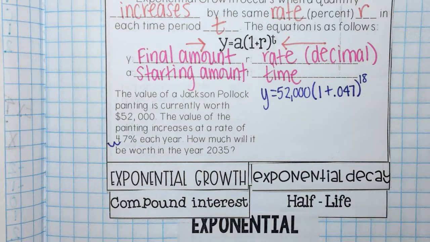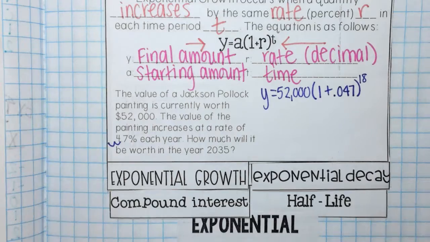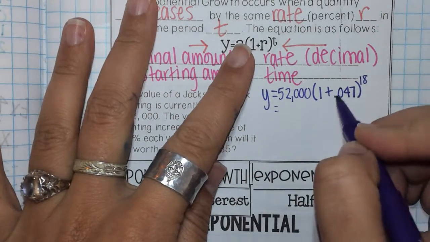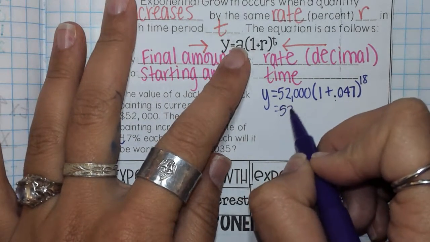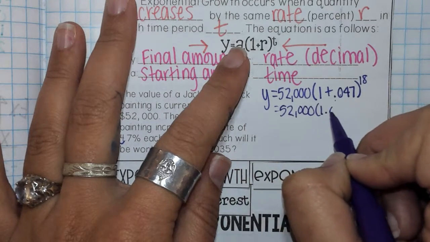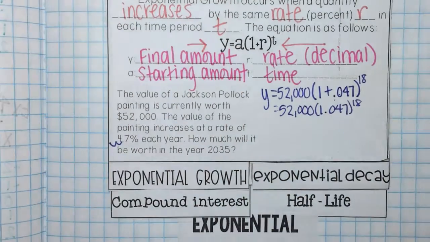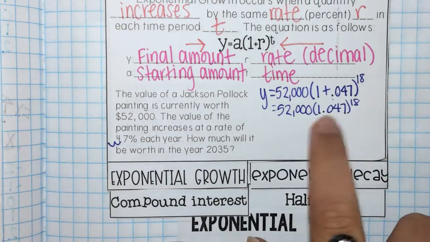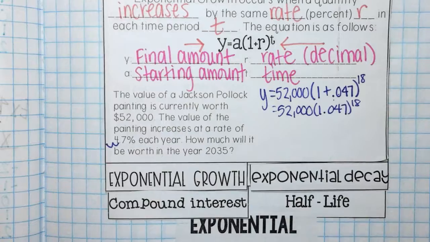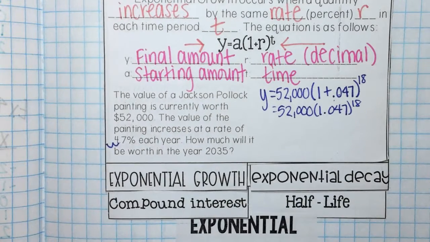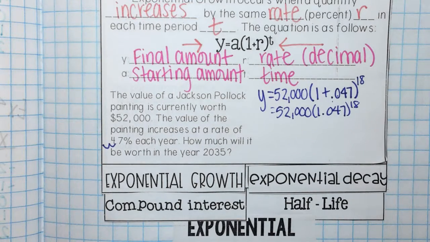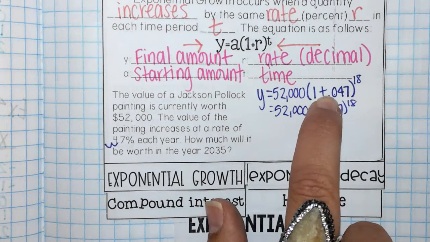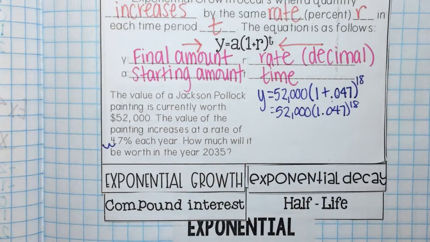Now what we're going to do is work this problem out. Are you guys ready? What is 1 plus 0.047? 1.047 to the 18th power. Now, is that 18th power on the 1.047 or the 52,000? The 1.047. I added the numbers together. I did this right here. I just added them. That's it. No magic.